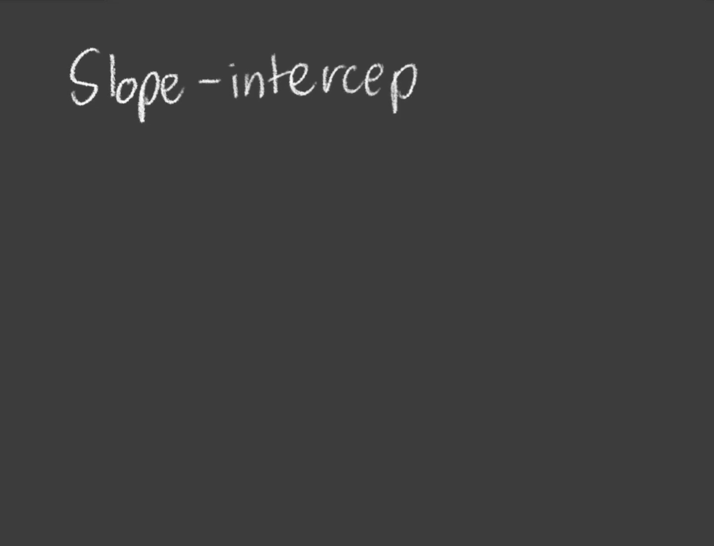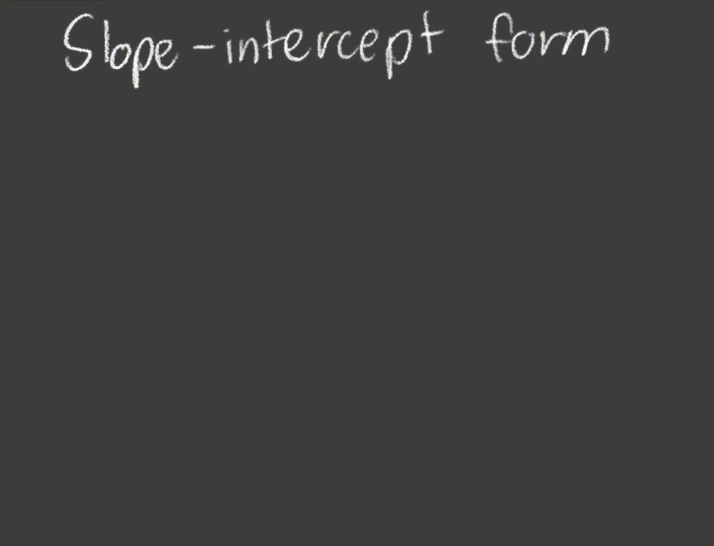Okay, so I'll be explaining the simple slope-intercept form. At first this may seem complicated, but it's actually really easy. So, the slope-intercept form, we can start off with the equation: y is equal to mx plus b.